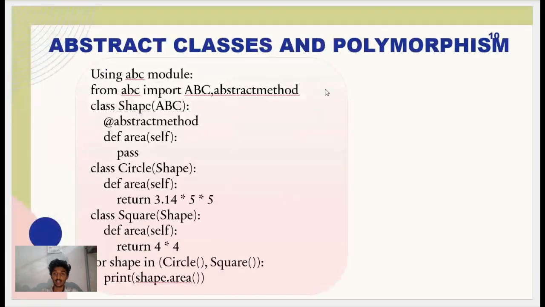Abstract class and polymorphism. Using the ABC module, we can use abstract methods. We can use abstract classes in polymorphism. This is the example code showing how we use abstract classes in the Python language. You can see and observe the code. It is very simple.